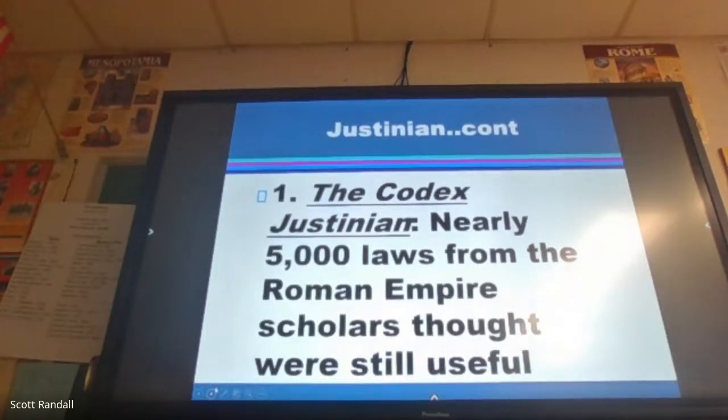Now, there were even more laws. A lot of them were thrown out to see if they were still useful. Any laws pertaining to the old religion were disregarded. But a lot of laws that pertain to personal property, family law, and criminal law were still kept in there. So you streamline this a little bit, going through thousands upon thousands of laws to narrow it down to 5,000.